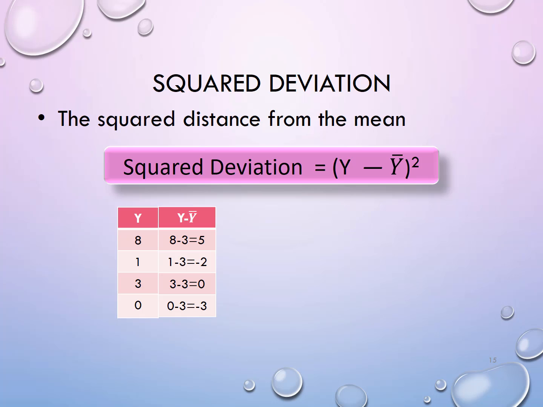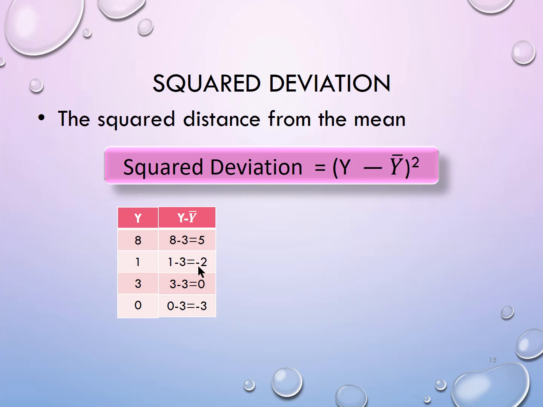So the solution is to get rid of the positive and negative signs. And the easiest way you know how to do this is by squaring the values. Because remember, if you square a positive value, you'll end up with a positive value. But if you square a negative value, you're also going to end up with a positive value. And that really solves our problem.